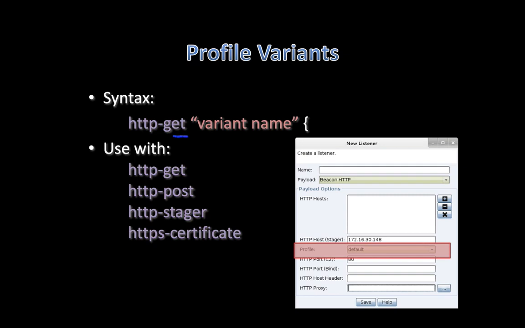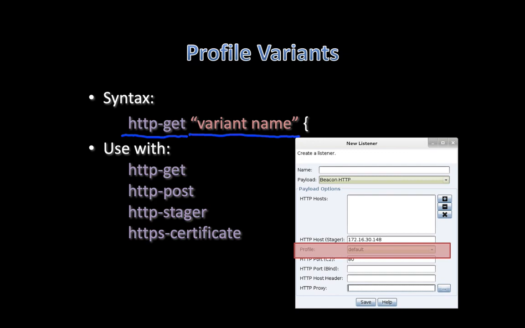When you specify a block like HTTP GET, you can optionally specify a variant name. And a variant is basically a variation of the current profile. So it is the current profile minus the blocks that you specify for that variant. And you can pack as many variants as you like into a single profile file. And you can make each variant change the profile as little or as much as you like.